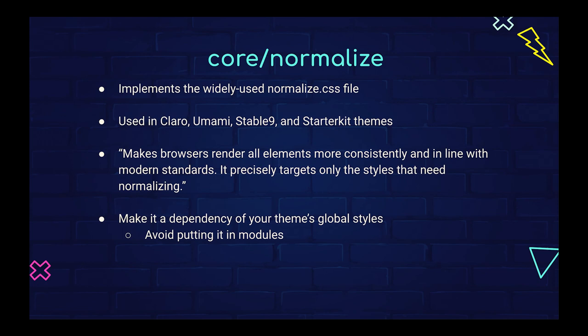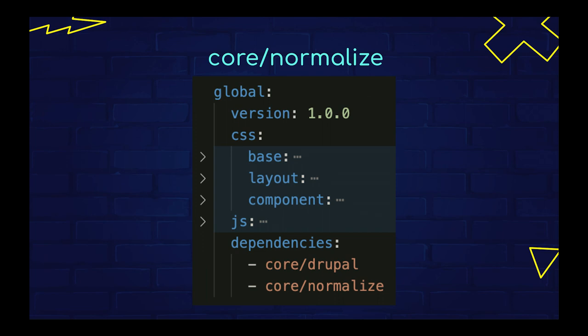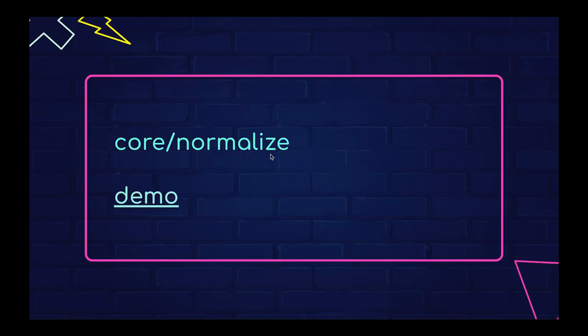This would be a great one to add as a theme's global dependency. I would avoid putting it in modules unless you have a very specific need to impact global styles. How you would add this one, just like everything else, you have your global library, you define your version, your CSS, your JavaScript, and dependencies, throw core/normalize into it. And that's all. All it's going to do is bring in a new base level CSS file, normalize.css. There is a demo. I'm going to skip it because it's not really that important. If you'd like to look at it, feel free to look at the slides and click the demo link.